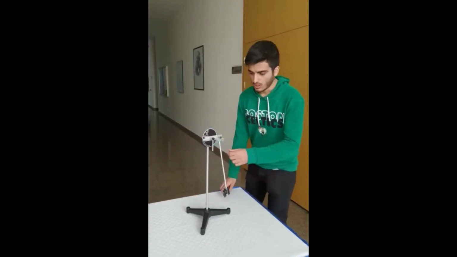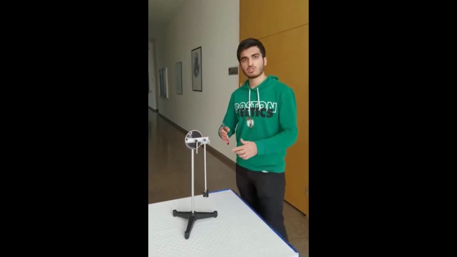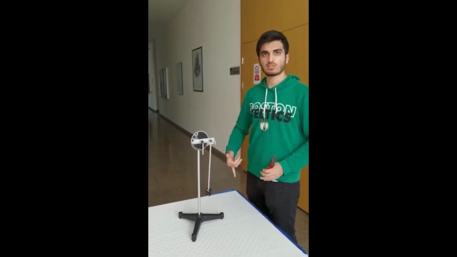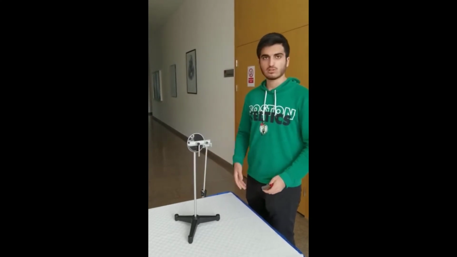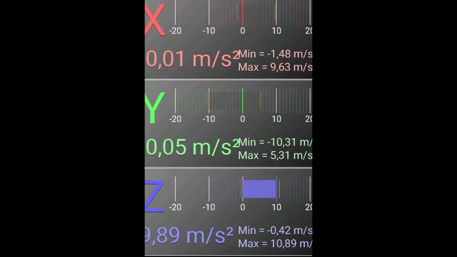And after, I will change the angle, changing the g sine theta. I will get different vertical accelerations, so I will observe if it affects the period.